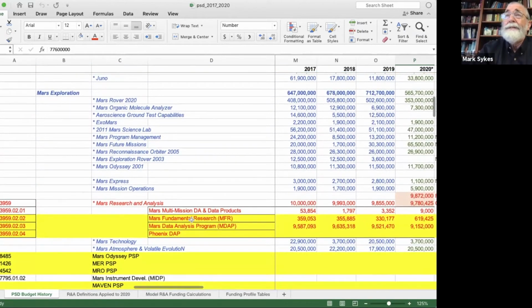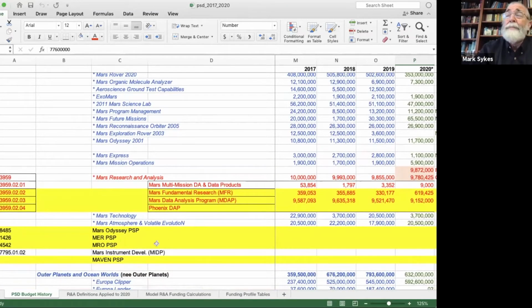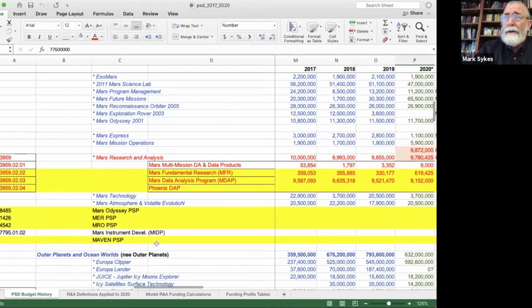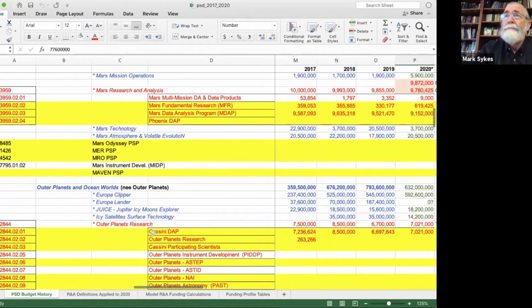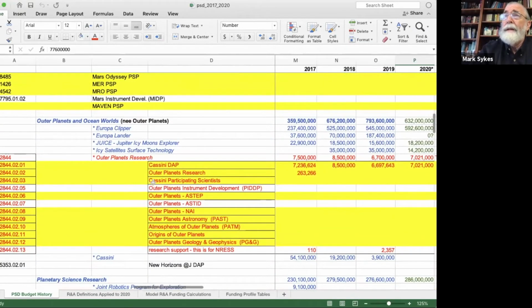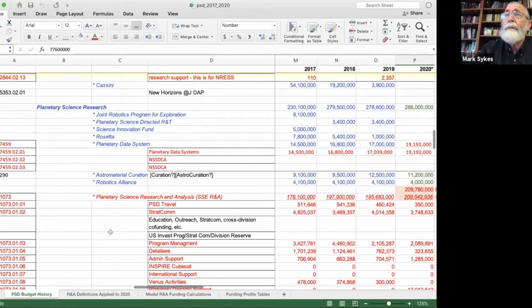Mars Exploration, Mars research and analysis. And there's several data analysis programs there. I also include these participating science programs. Over here, though, they don't have budgets in recent years because they're past missions. Outer planets, same thing. Outer planets research, a number of programs there.